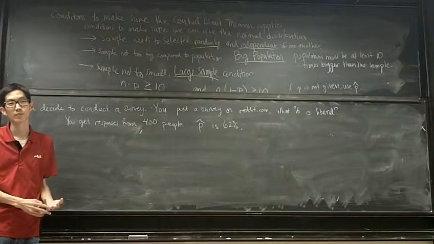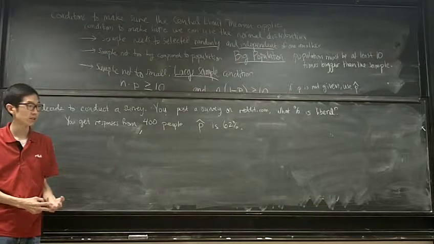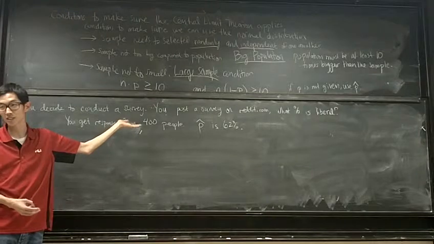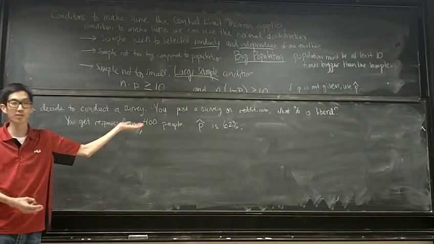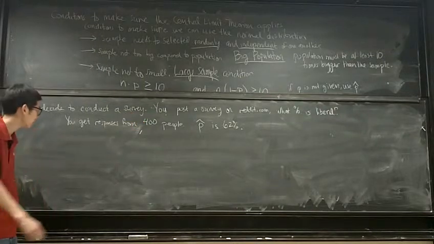Why? Because of the bias, because of the people that wanted to. Only people who want to respond to this survey are going to respond. You've got voluntary response here also. Okay, so this is not a random survey.